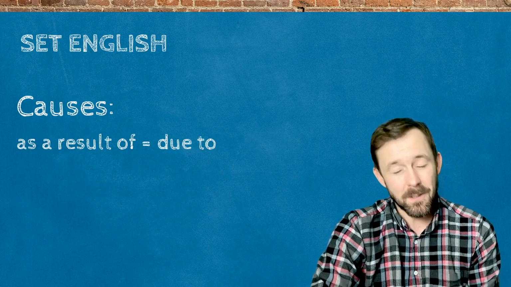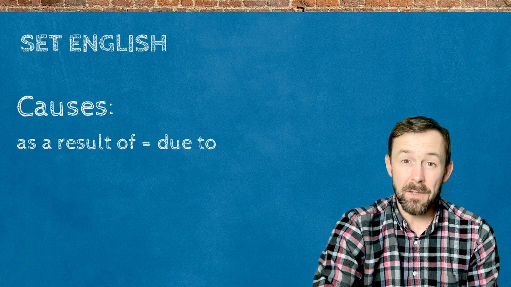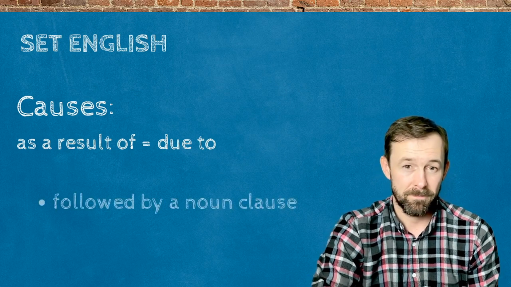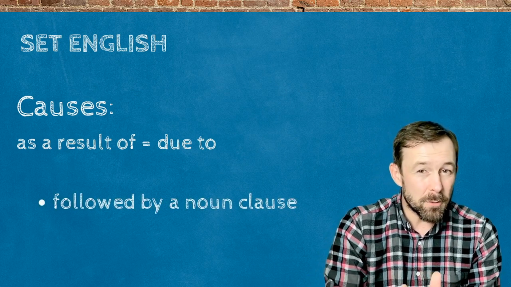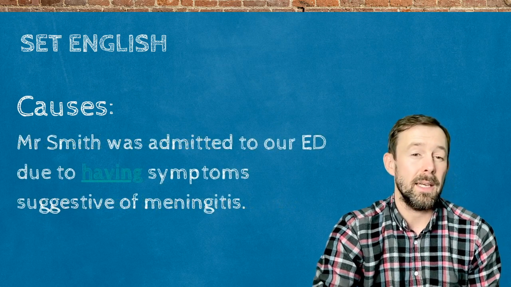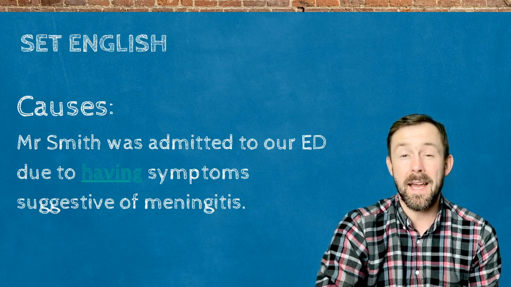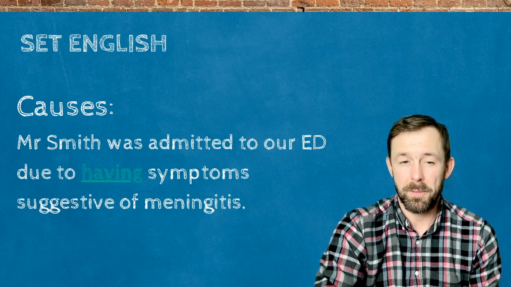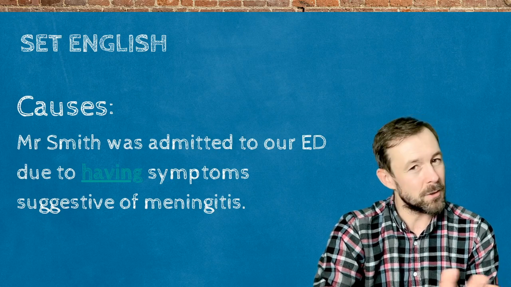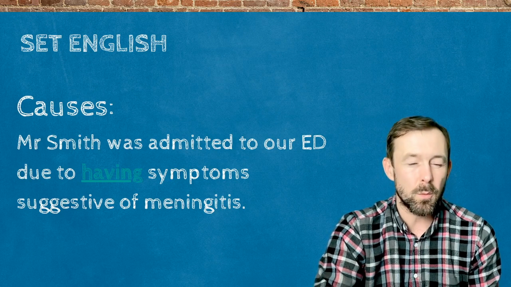Well, as a result of is the same as due to. It introduces causes, okay? And it's followed by a noun clause, just like due to was. Look at due to. It's followed by having, which is called a gerund. And a gerund is the noun form of a verb. Okay, that's not for us to go into today. You can look at that somewhere else, but it's just something that's worth remembering.